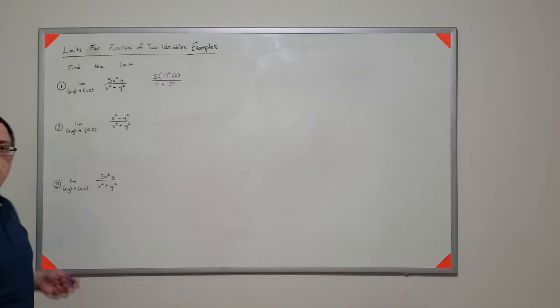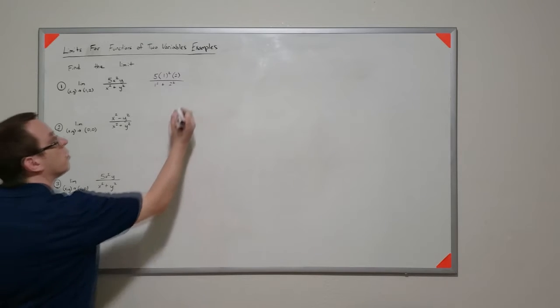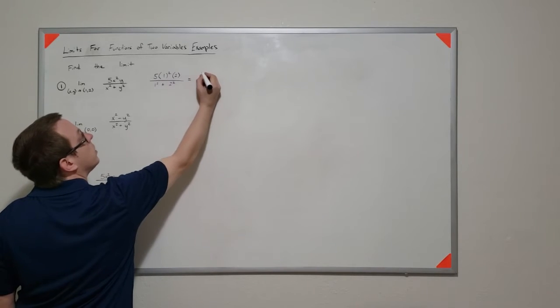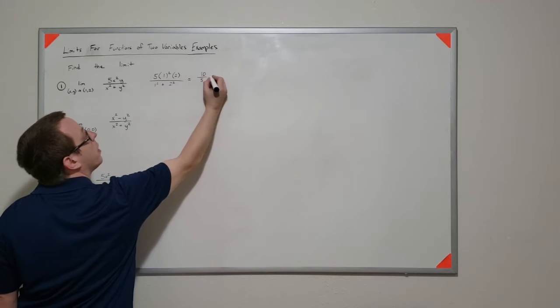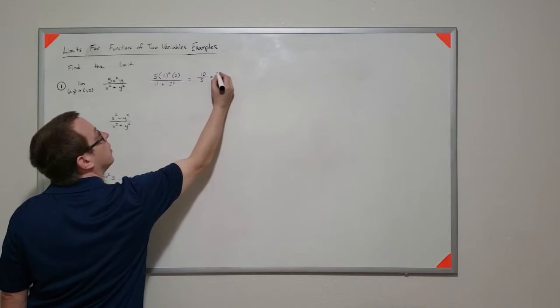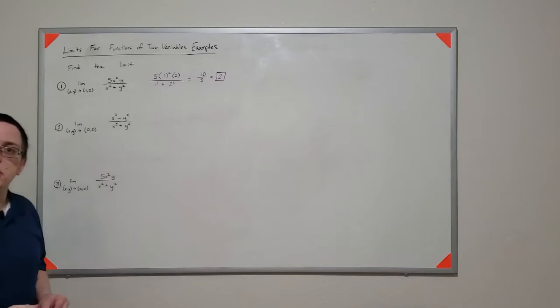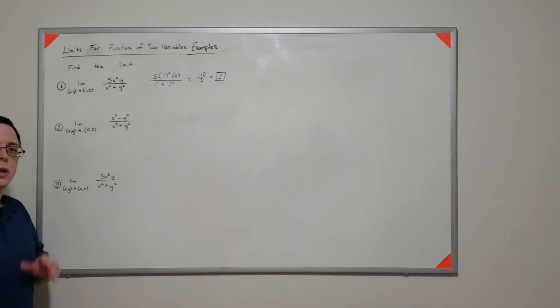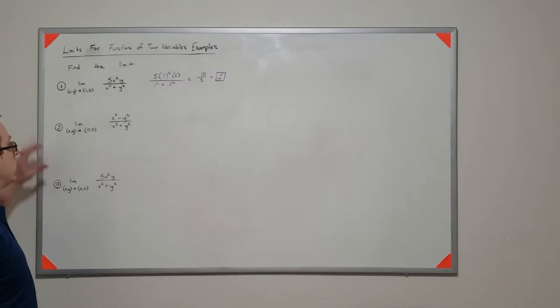So we don't notice any immediate issues because we're not dividing by 0 or anything of the sort. So the top is 10, the bottom is 5. Our result is 2. So fairly straightforward. We like that. Let's take a look at this one.